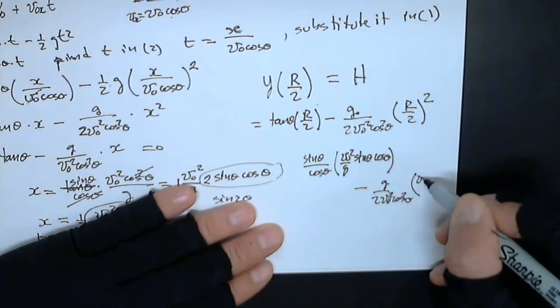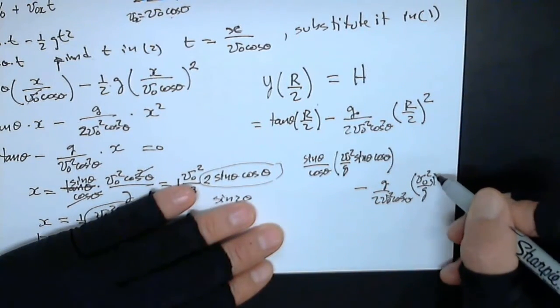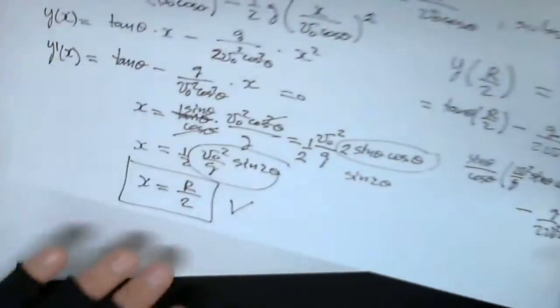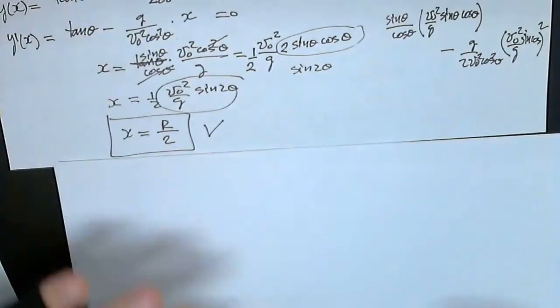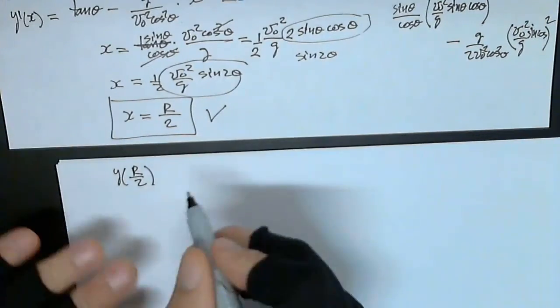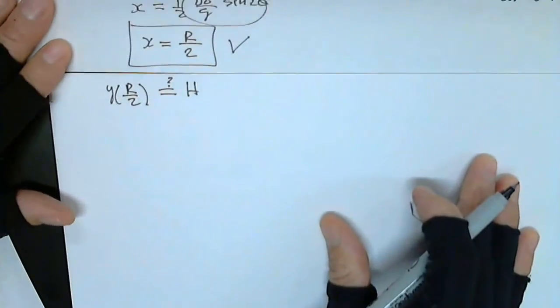The same thing, v naught squared over g, sine cosine squared. So I need to go to another paper to have it more simplified. So y at r over 2 is supposed to be h. That's what I'm showing over here.